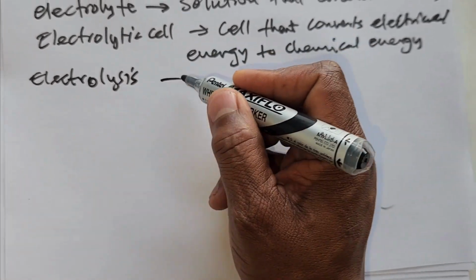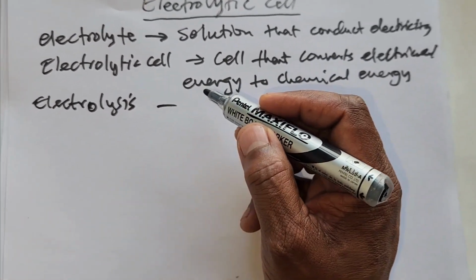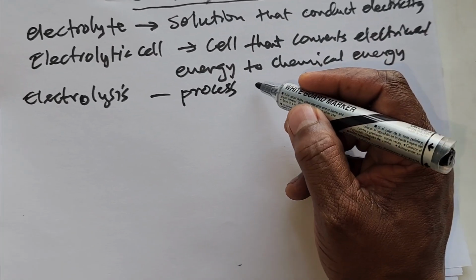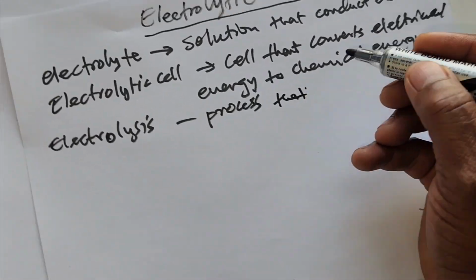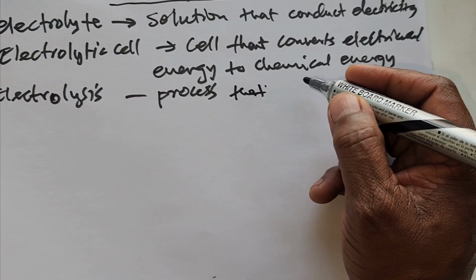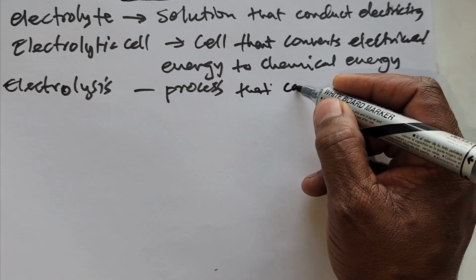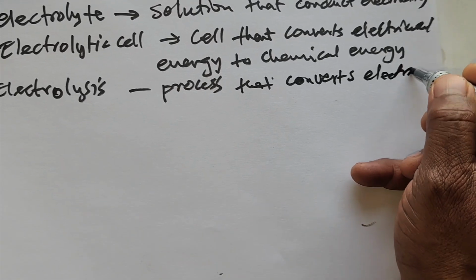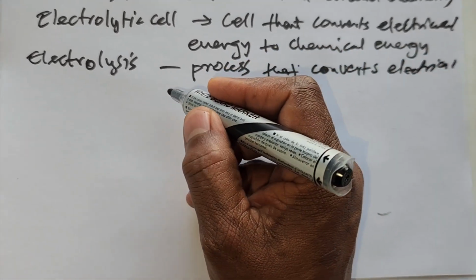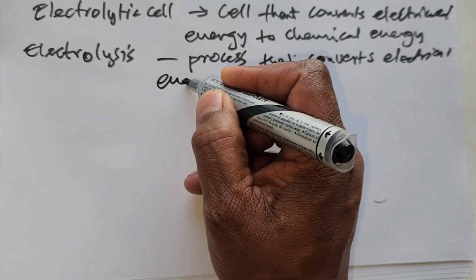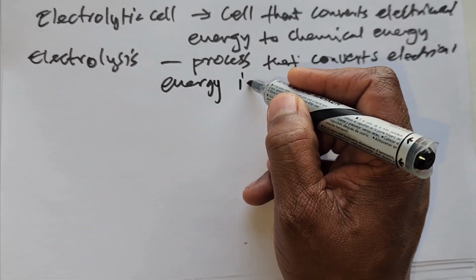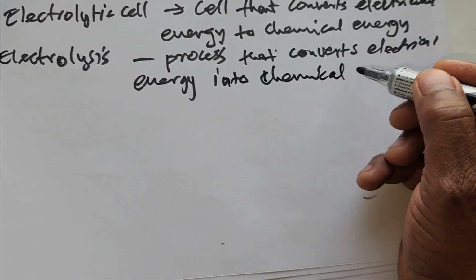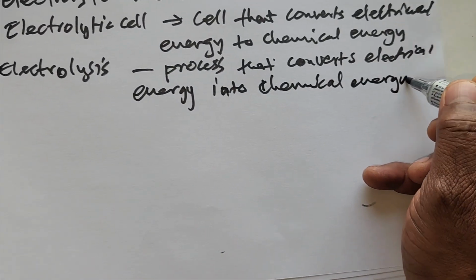electrolysis. Electrolysis, same as the electrolytic cell, the difference is that this is a process or a phenomenon whereby electrical energy is converted into chemical energy. A process that converts electrical energy into chemical energy is called electrolysis.